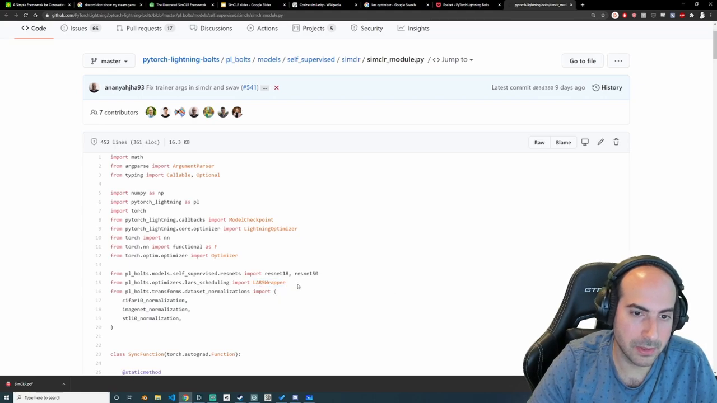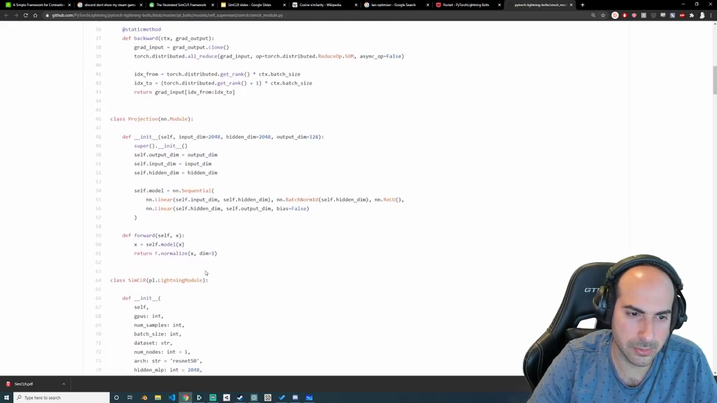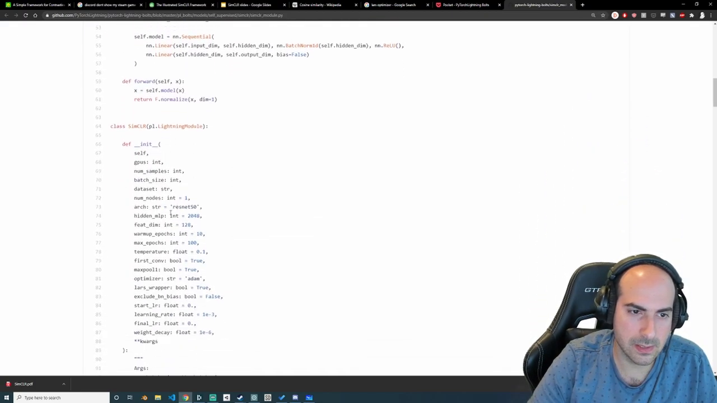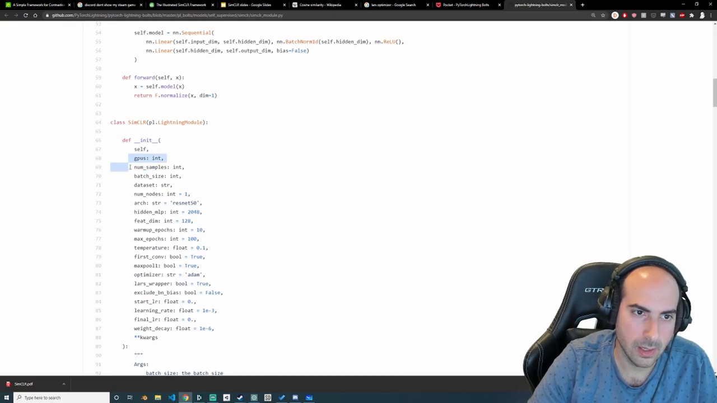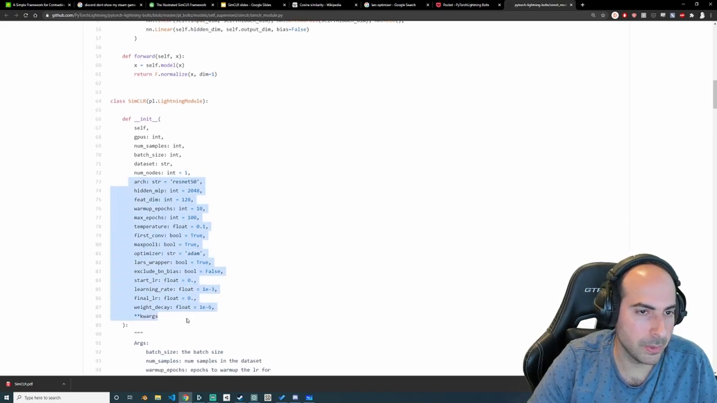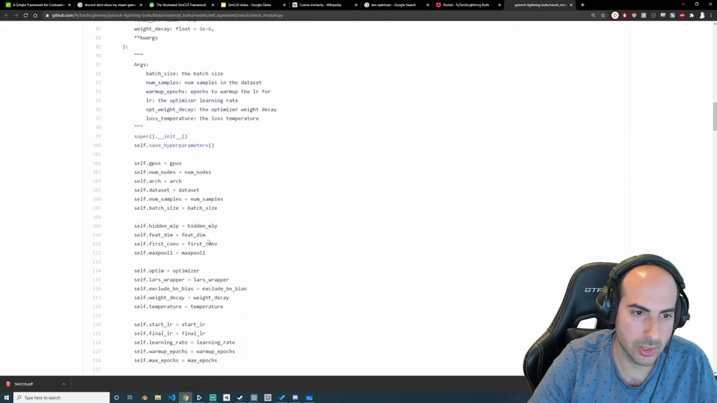You notice a couple of things here, for example. They're using LARS. They're using some pre-built models, specifically ResNet 18 and 50. Otherwise, does anything else look surprising here? They're using some normalization that seems specific to datasets. So let's take a closer look at how this works. This is the projection part, and then this is SimCLR itself. It takes in the number of devices, hidden MLP, max epochs, and this is the temperature parameter. It also has something about whether there's a convolution at the very first layer, a max pool, and the optimizer, LARS. All of these are very typical, so we just put them all as inputs to potentially change how this thing works.